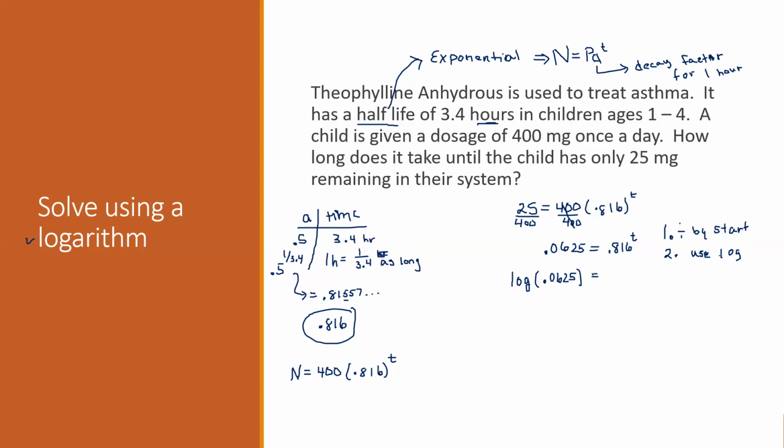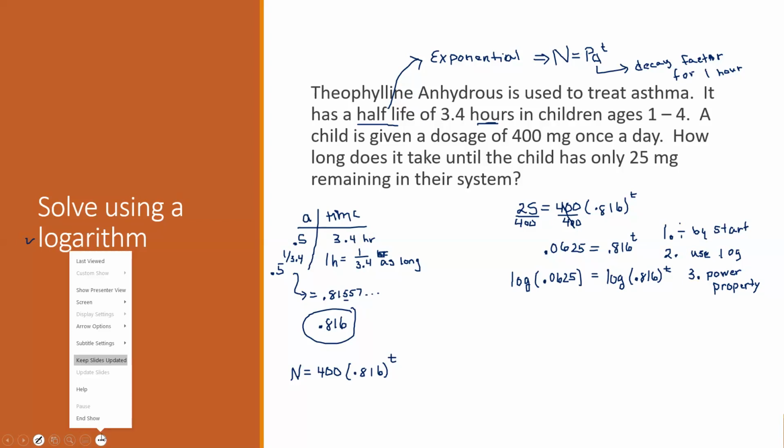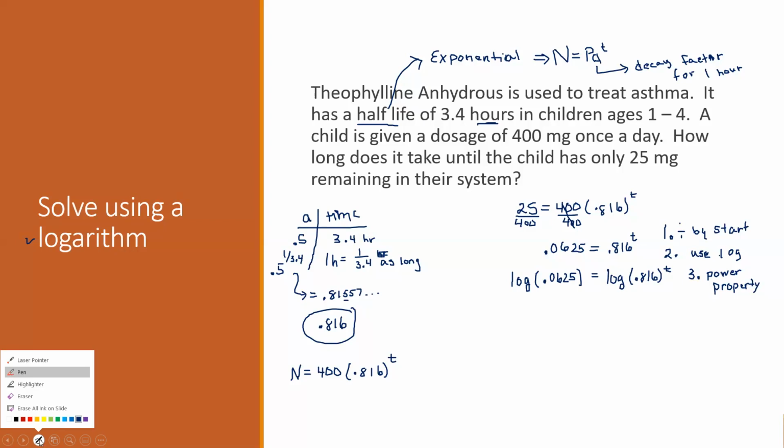And I have to do the same thing on the right, so I put log, my parentheses, the 0.816 is on the inside, the t is the exponent. Now, my third step here is to use the power property. The power property is when you have exponents inside and outside the parentheses, and we know that a logarithm is equivalent to an exponent, so that's why the 0.816 is acting like an exponent. We also said that the way that we write this is to move the exponent to the front so that we know that it's outside the parentheses.